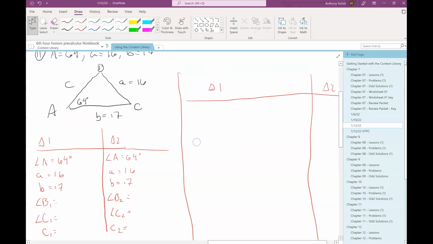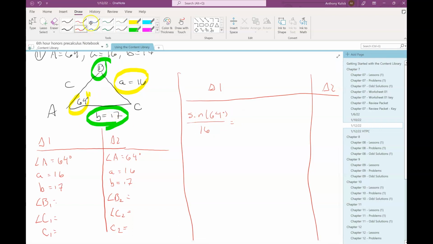Okay, so to set up triangle 1, I noticed that I have an angle and its opposite side. So I'm going to set up my law of sines using sine 64 over side 16. And then I have an angle that I don't know, but a side I do, so that'll be the other half to my law of sines. I notice with angle C and side C, I know neither one of those two, so I can't do anything with that yet. So I have to start here with angle B. And really, I guess I should write this as B1.